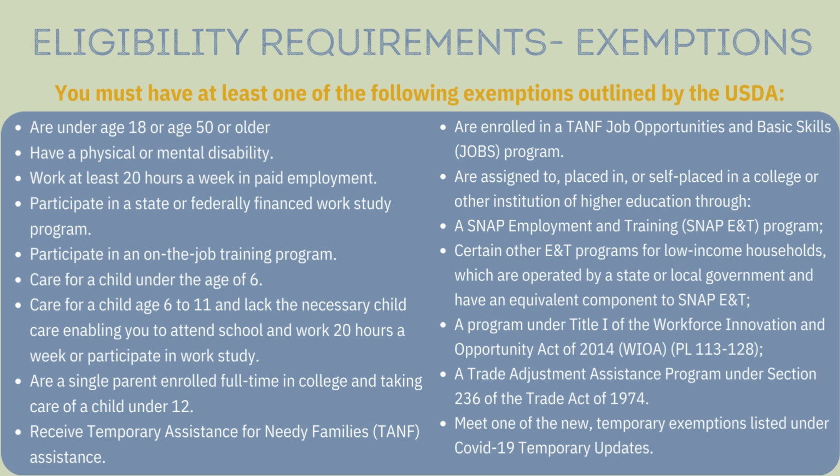a child under the age of 6, if you care for a child age 6 to 11 and lack the necessary childcare, enabling you to attend school and work 20 hours a week or participate in work study, if you're a single parent enrolled full-time in college and taking care of a child under the age of 12, if you receive Temporary Assistance for Needy Families, you would probably know if you already receive this because you have to apply for this program as well. But if you are receiving this program, you may also be eligible for SNAP.